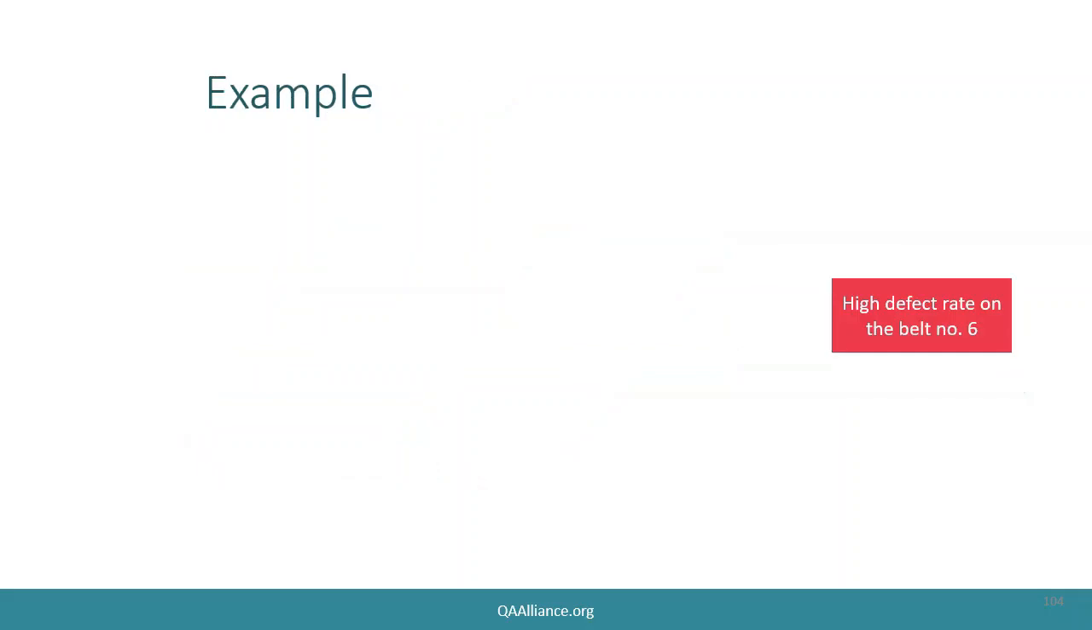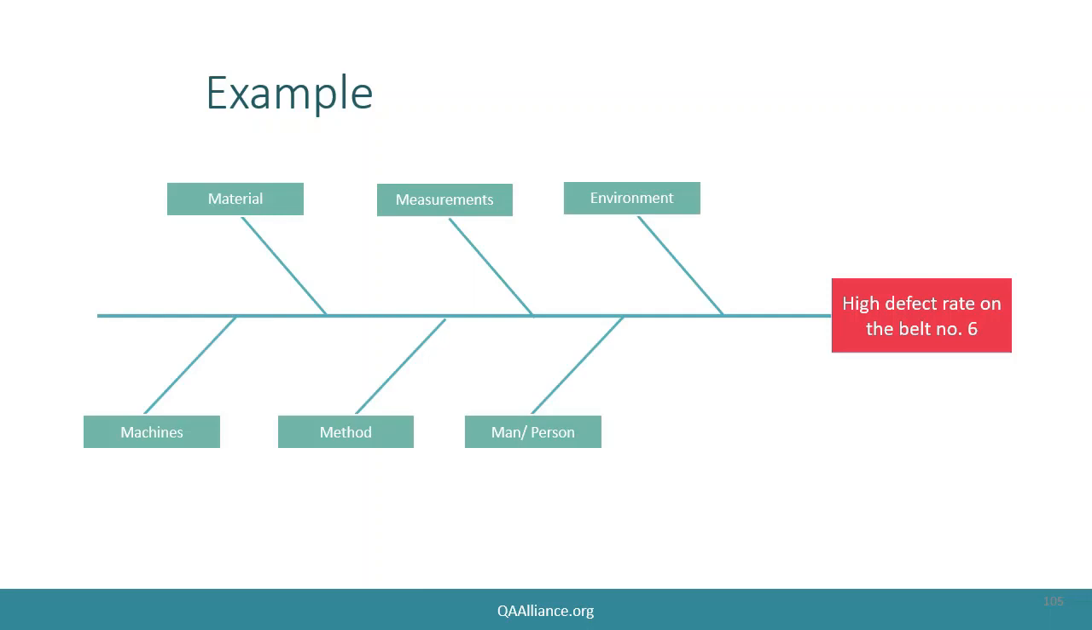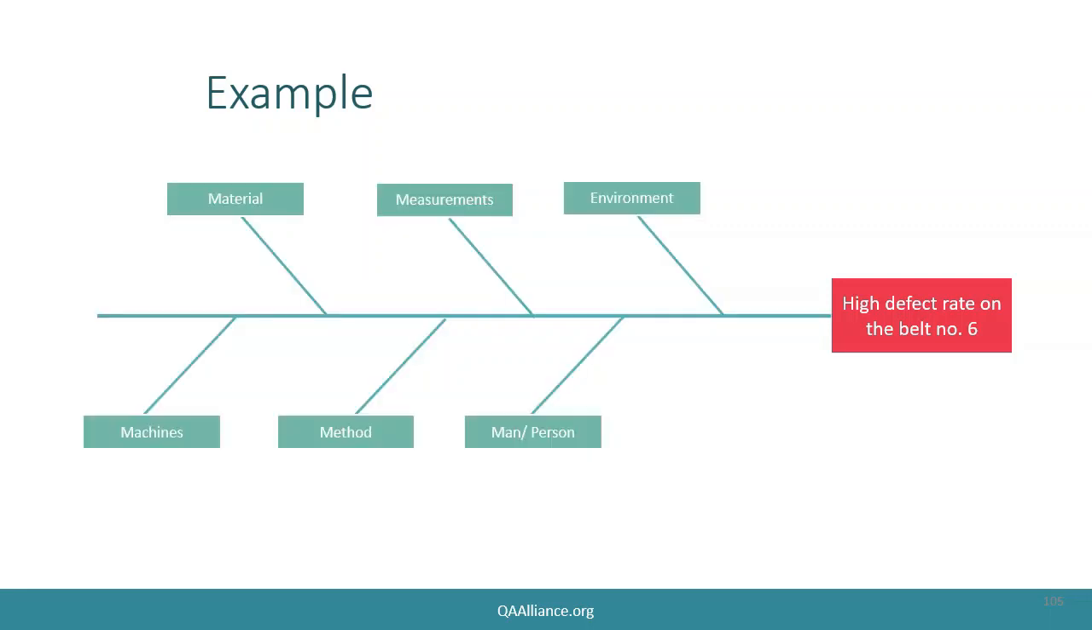Now if we see this example here, we have defined the effect on the right hand side in the red box as high defect rate on belt number 6. For this, we have to identify causes. We make use of brainstorming to identify possible X's, or the possible reasons behind it. To the central line, let's connect major areas of causes, which are usually the 5 M's that we discussed, and 1 E, the environment. We have added potential causes for each main area like this here, placing them horizontally.